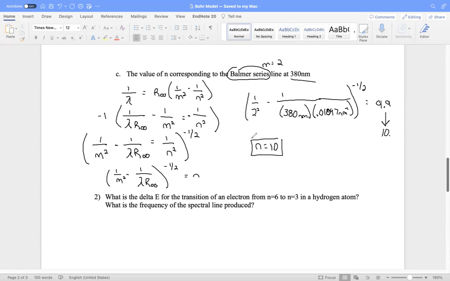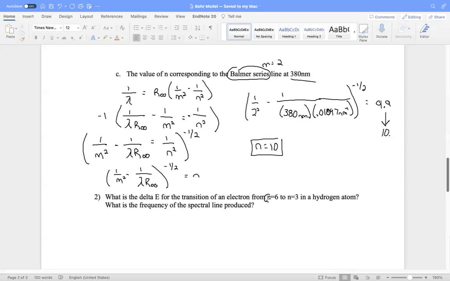All right, now for question 2, it says, what is the delta E for the transition of an electron from n equals 6 to n equals 3 in a hydrogen atom? What is the frequency of the spectral line produced? And so we'll actually solve for frequency first, because we can directly solve for wavelength, and then after that, convert that to frequency, and then use our Planck's constant to solve for energy.